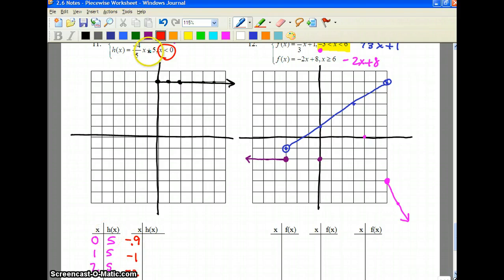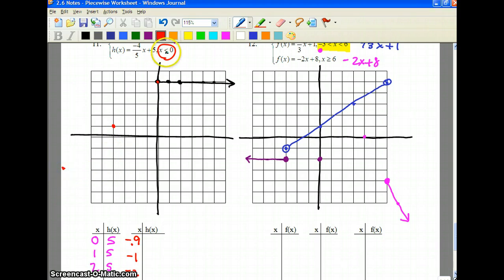What I would have done is I would have said, we'll go up to 5. 1, 2, 3, 4, 5. And count down 4 to the right 5. Down 4 to the right 5. You'd be out here somewhere. And that would be the line.